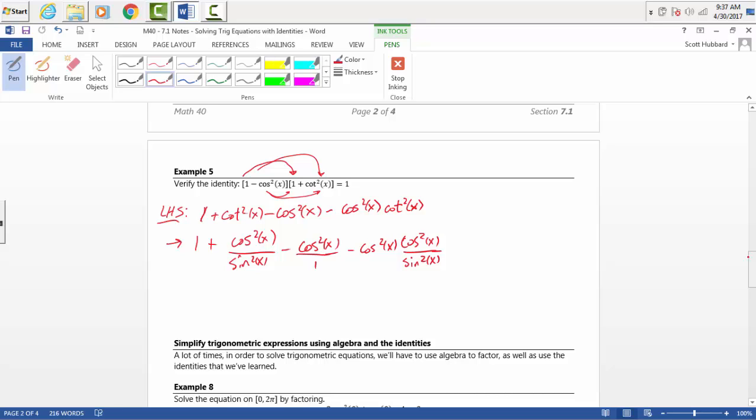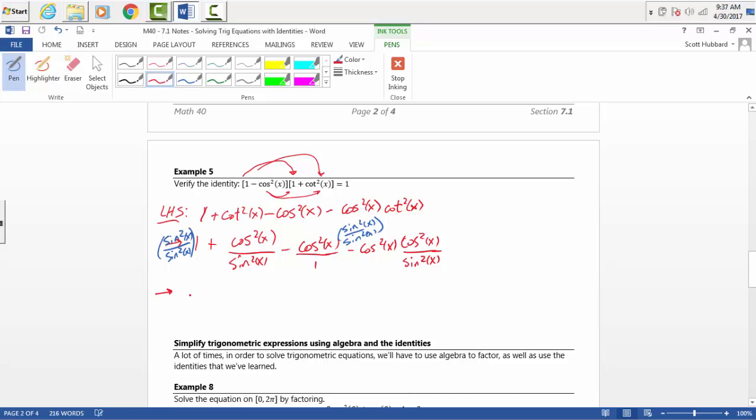But anyways, okay, so here what can we do? Well, again, I think probably the best thing to do would be to get a common denominator. So I'm going to multiply everything that doesn't have a sine squared on the bottom by sine squared over sine squared x. Same thing here. We're going to multiply this by sine squared x over sine squared x.